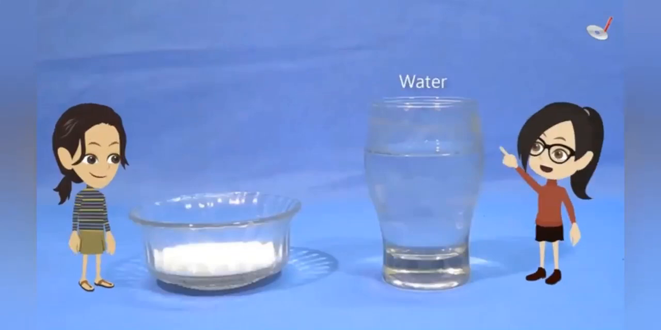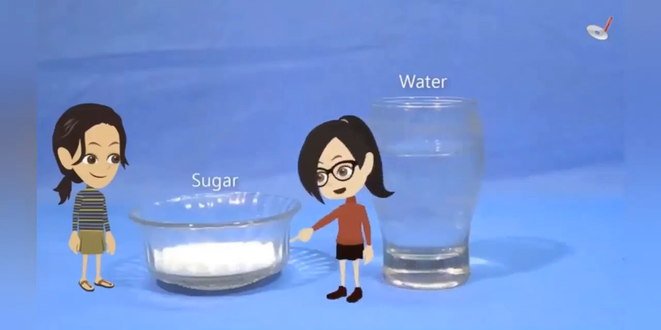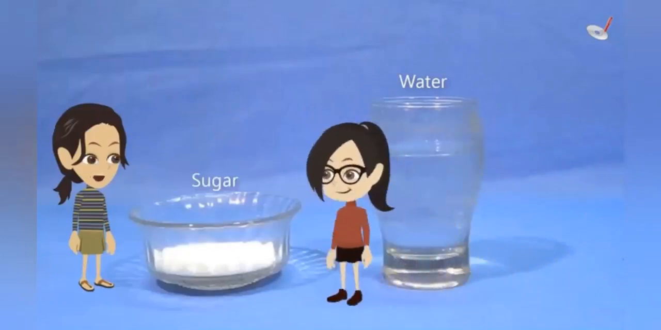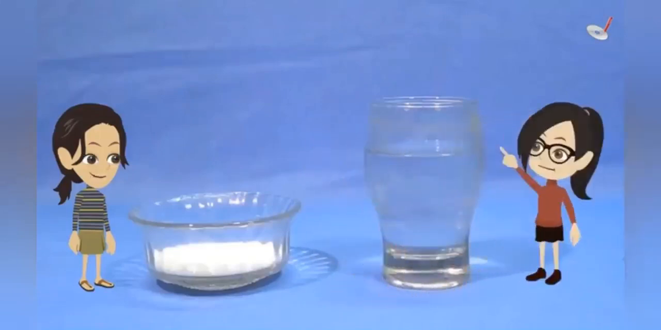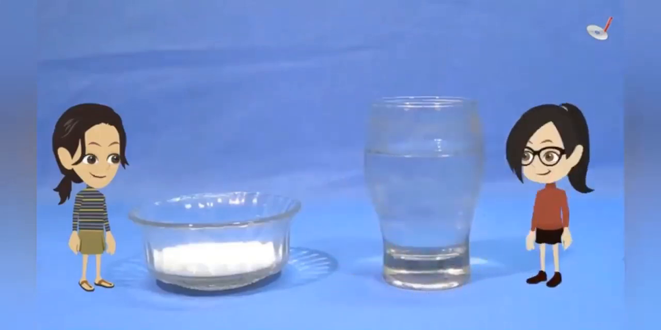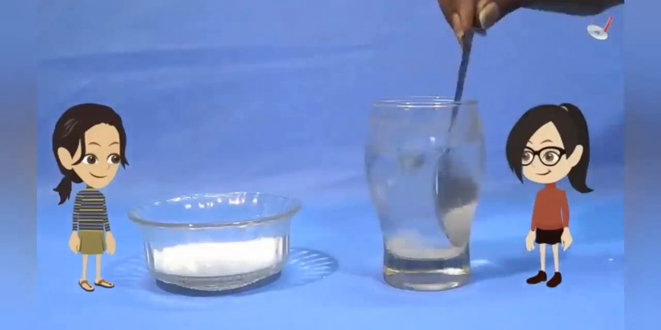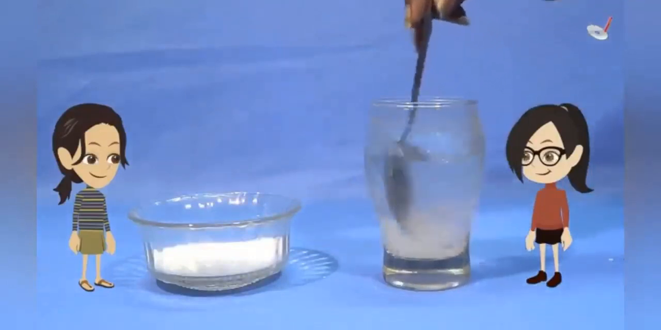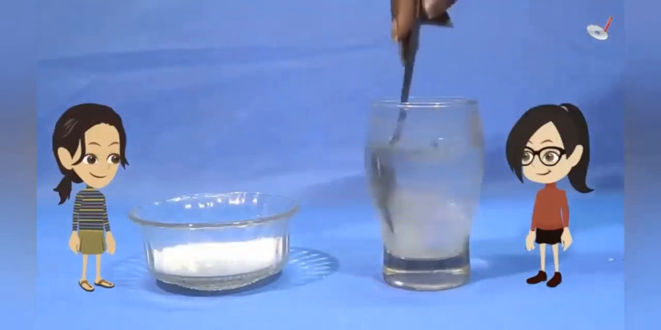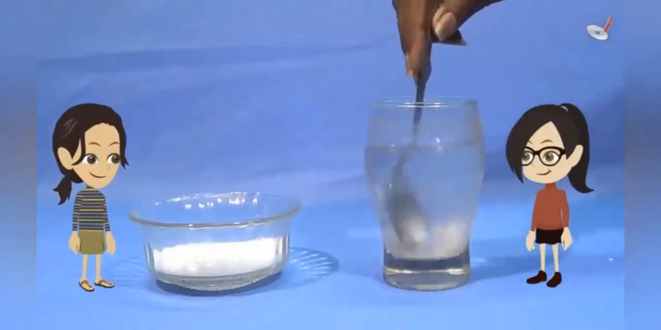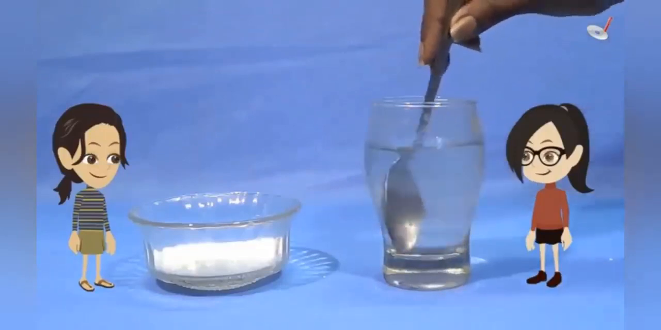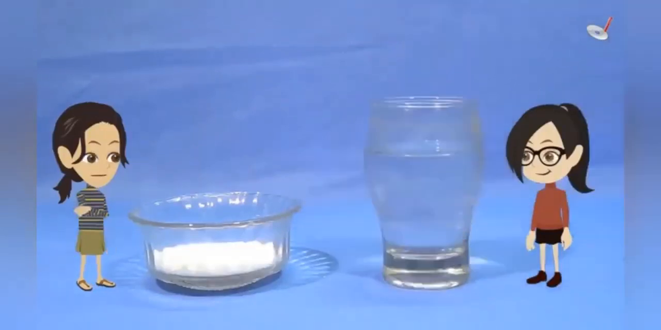This glass contains water, while this bowl has sugar. Only this much sugar. Bring some more. Let this much sugar get dissolved in the water first. Then I will bring some more. Okay, let's start. Put a spoonful of sugar into the water, miss. See, a spoonful of sugar completely dissolved in a glass of water.